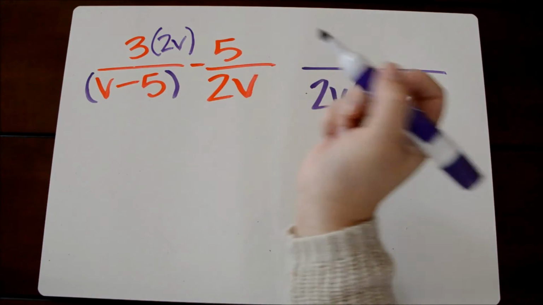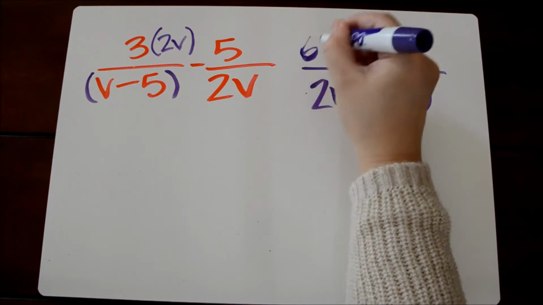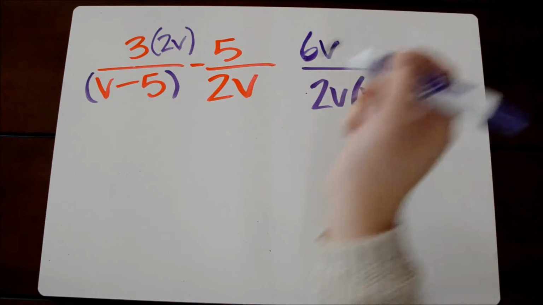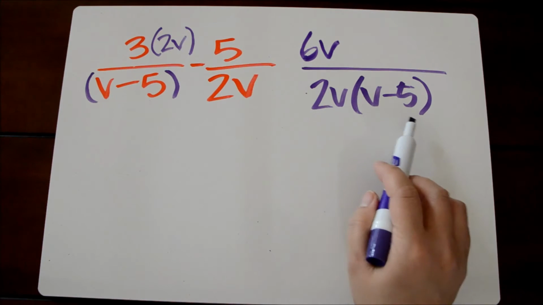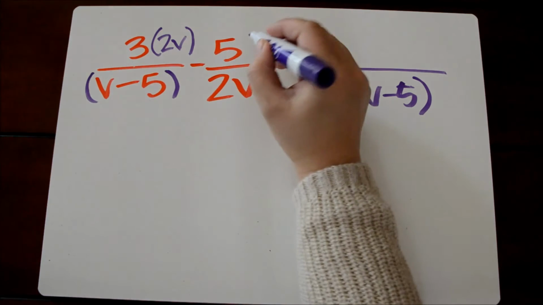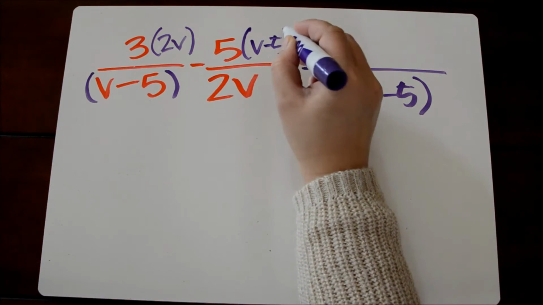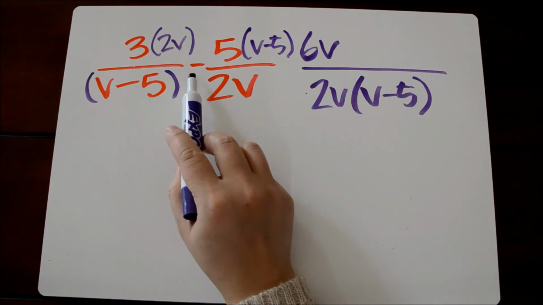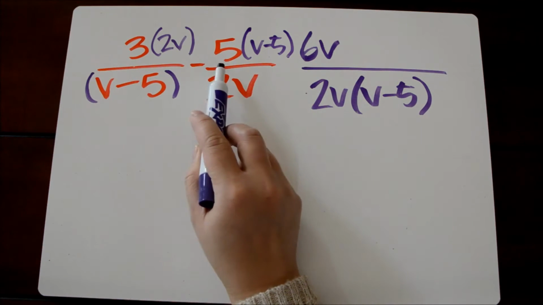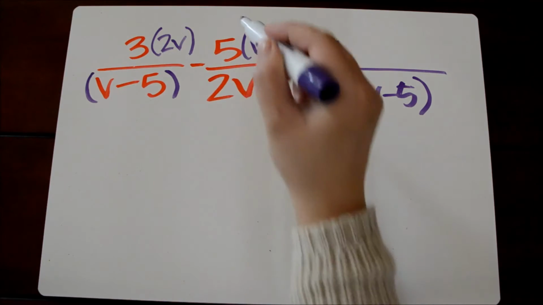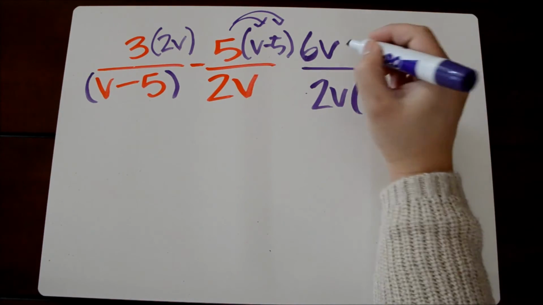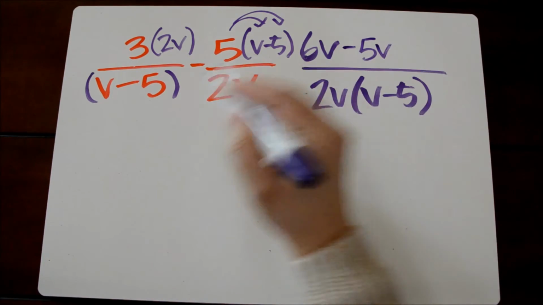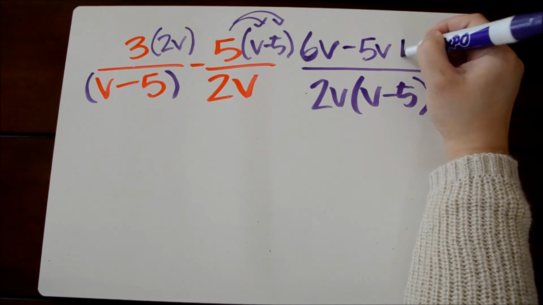3 times 2v is 6v. And to get 2v to become this common denominator, we'd have to multiply by v minus 5. So now we're going to multiply the numerator by v minus 5. Here we have to remember it's subtraction. So we're going to distribute the negative 5. Negative 5 times v and negative 5 times negative 5. So negative 5 times v is negative 5v. Negative 5 times negative 5 is positive 25.